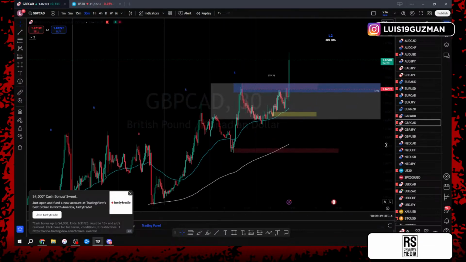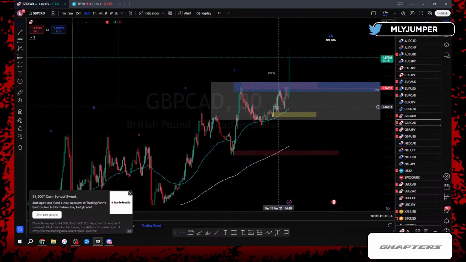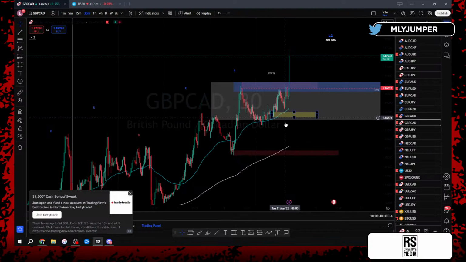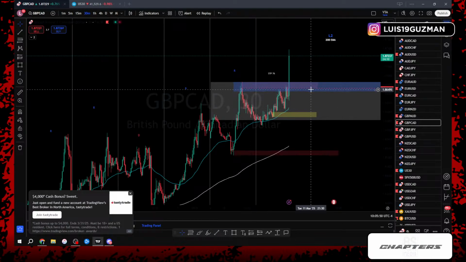GCAD was the other pair we were looking at this morning, but we never got the retest off the engulfing candle. It missed it at 3 in the morning, and then it missed it now when we were looking at it. It missed it by a few pips, went straight into profit as well into the 372.